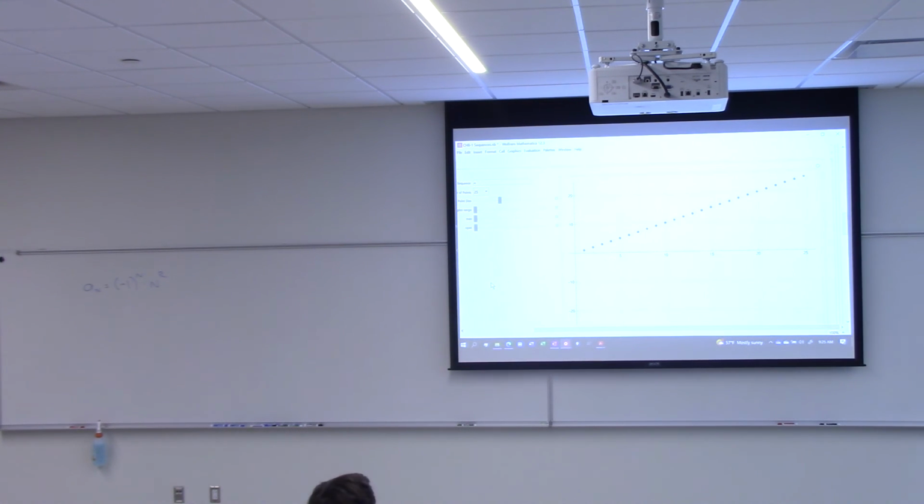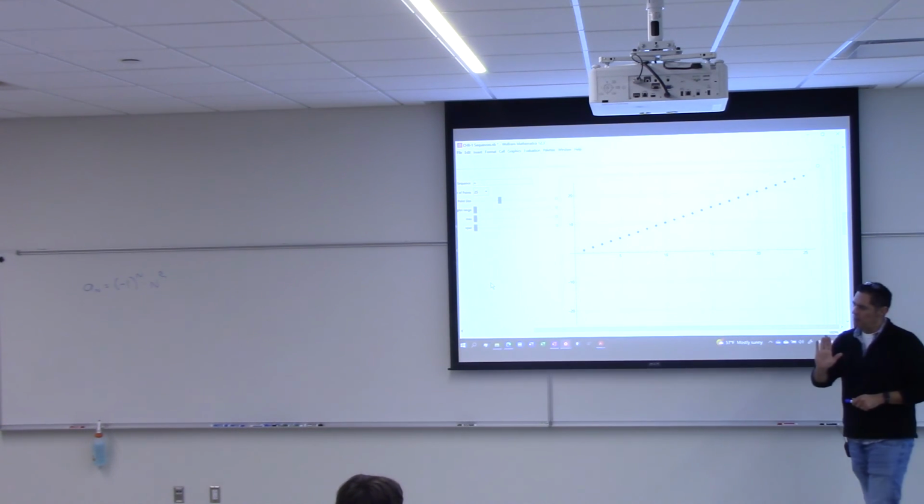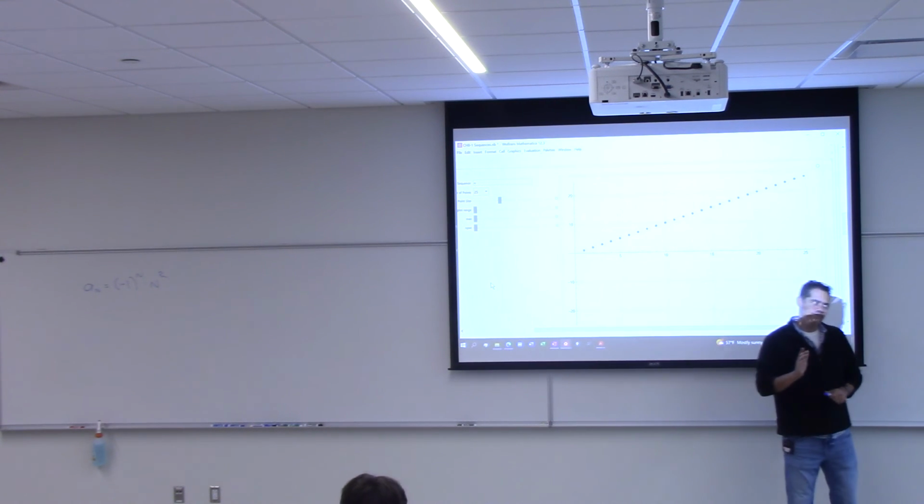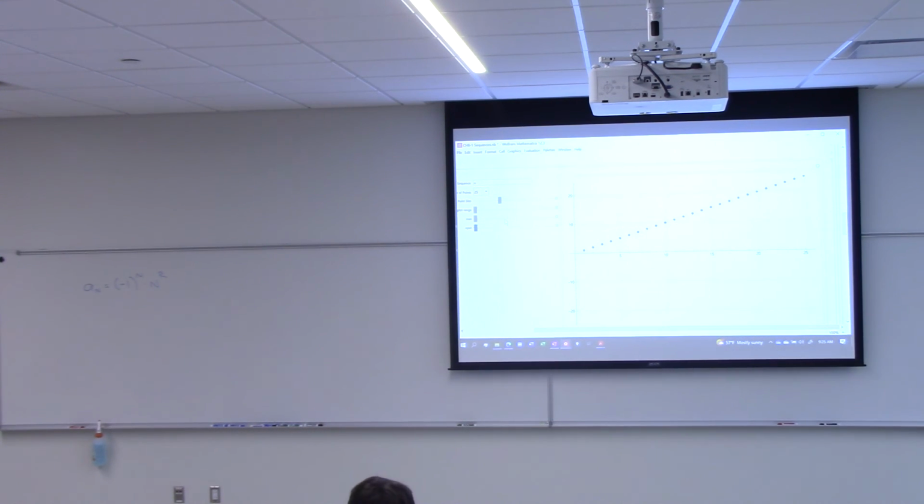How about sine of n? Is that going to be an alternating sequence? Think carefully. Will that alternate? Let's try it. Sine of n. Let me go some more points. Let me go 50 points.